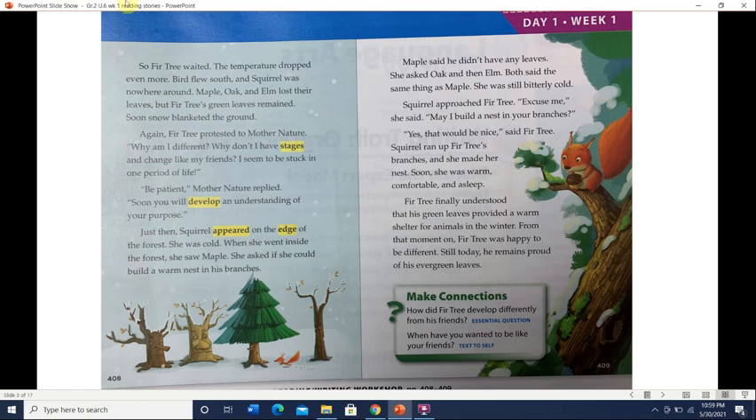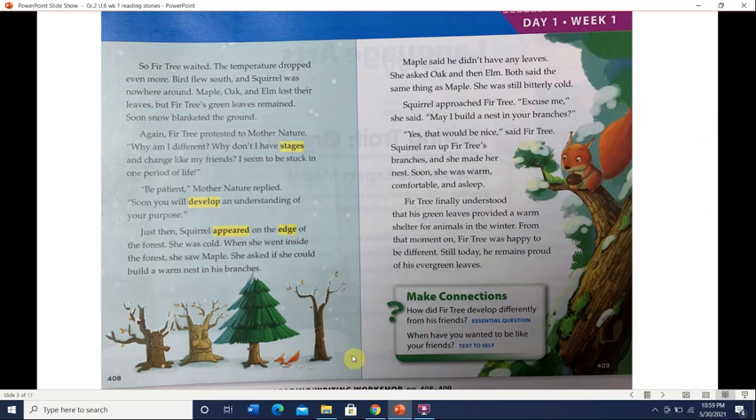Okay, just then Squirrel appeared on the edge of the forest. She was cold. When she went inside the forest, she saw Maple. She asked if she could build a warm nest in his branches. Okay, so who did they see? They saw Squirrel. Where the word appears, Squirrel appeared, means you can see her. She came out of nowhere, and you can start to see her. Where did she come from? She came from the edge of the forest, means from the end or the beginning of the forest. And she was so cold.